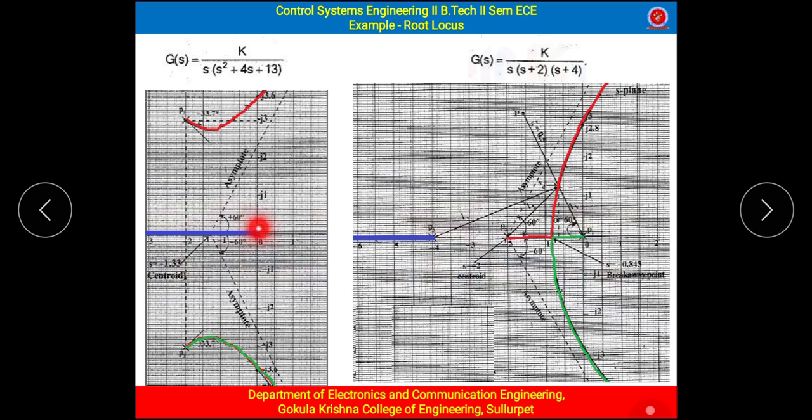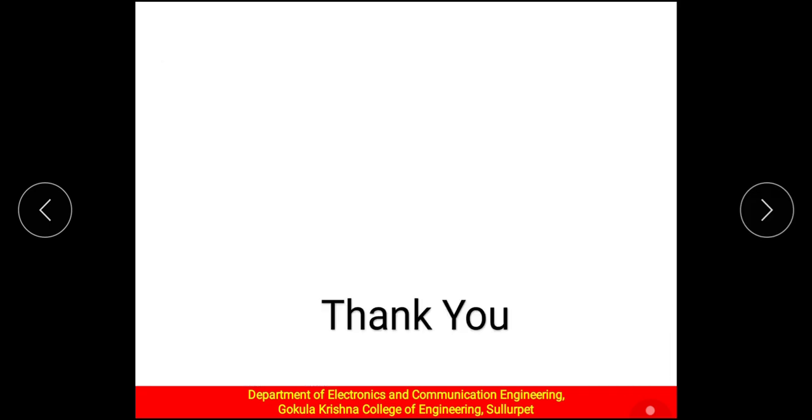So this is the first example. This is one, starting from here and going towards infinity, this is the second one, and this is the third one. Similarly here, this is the first one, this is the second one, and this is the third one. Okay, thank you.